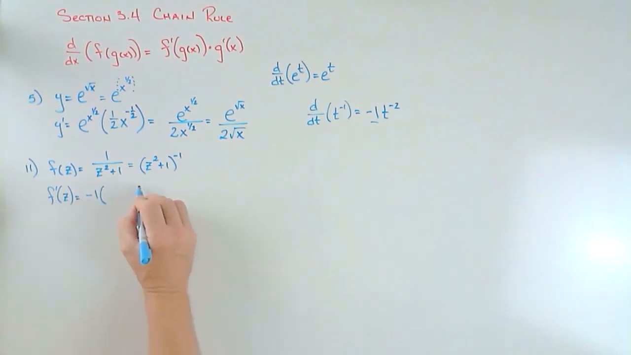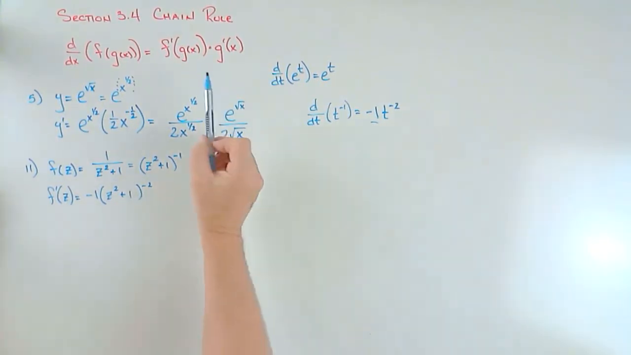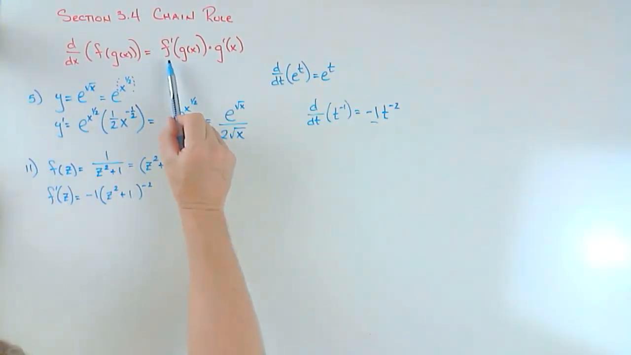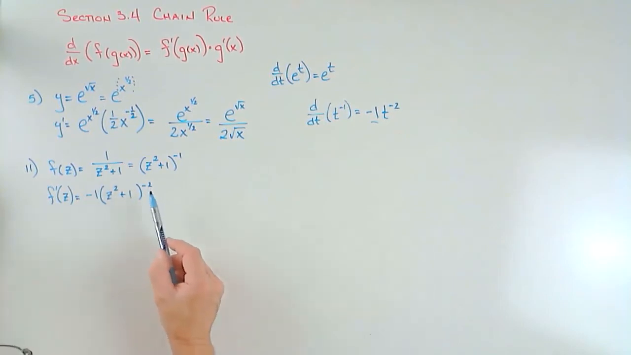And we're going to have this to the negative 2, z squared plus 1. So we take the derivative of the outside function. We leave the inside function alone. So we have the derivative of the outside function evaluated at the inside function, i.e., we just leave the inside function alone. However, we're not finished.